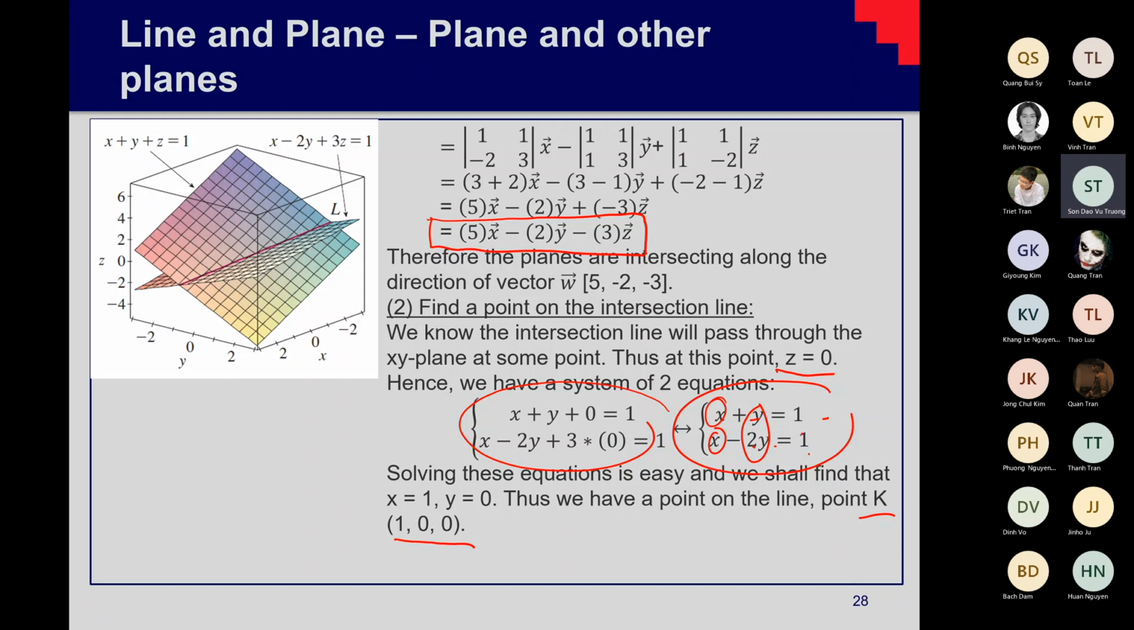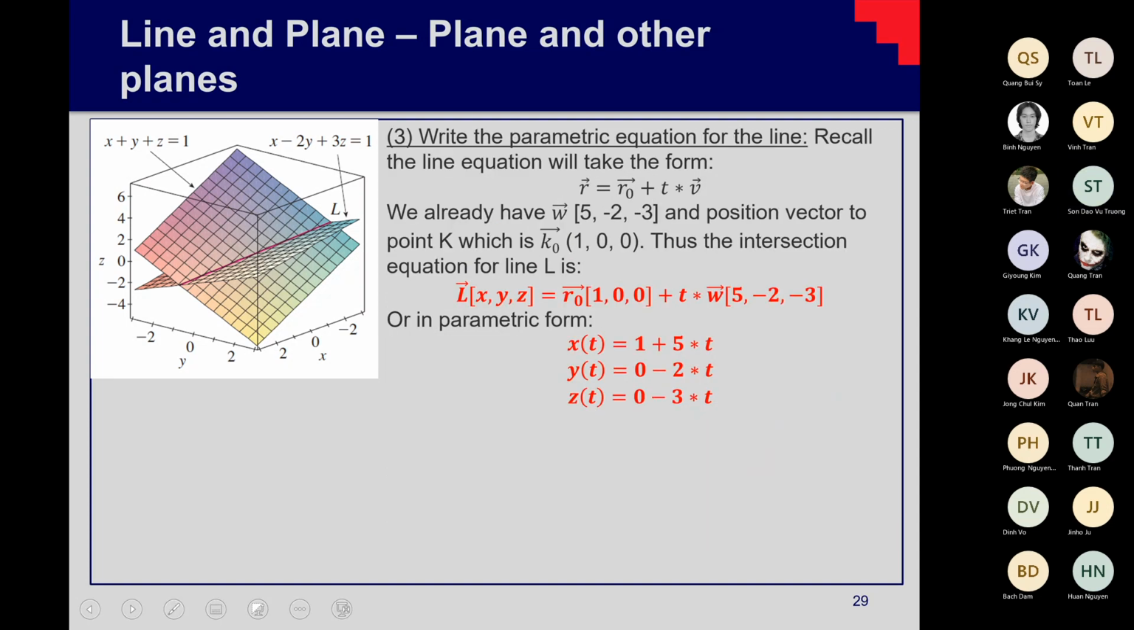So this means we can use the equation R vector equals R0 vector plus T times V vector. Okay, and we already have the directional vector of 5, -2, and -3, and the point 1, 0, 0 is on the line. So this means we have the parametric form of x(t) equal to 1 plus 5t, y(t) equal to 0 minus 2t, and z(t) equal to 0 minus 3t. And that is the parametric equations for the line.